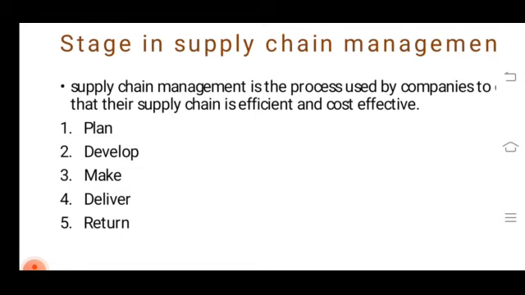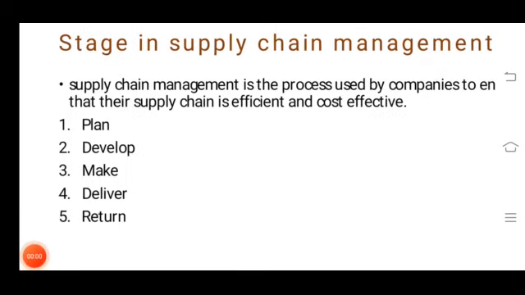After develop, the next step is make. At the third step, the product is manufactured, tested, packaged, and scheduled for delivery. This is the manufacturing step. The supply chain manager schedules the activities necessary for production, testing, packaging, and preparing for delivery.